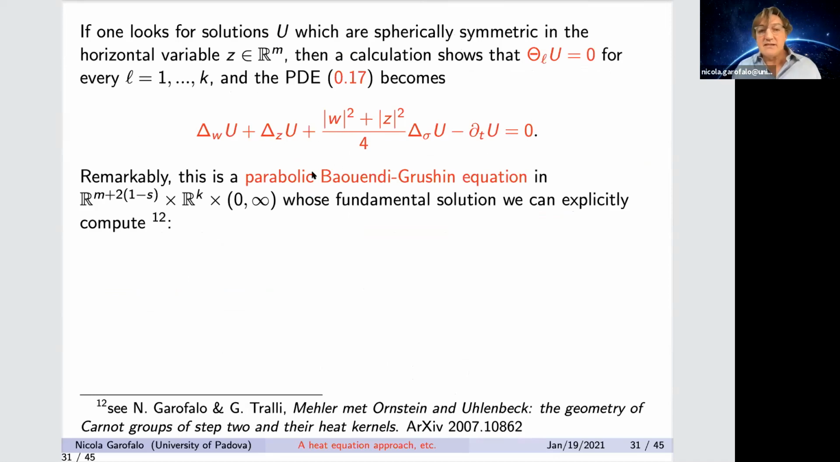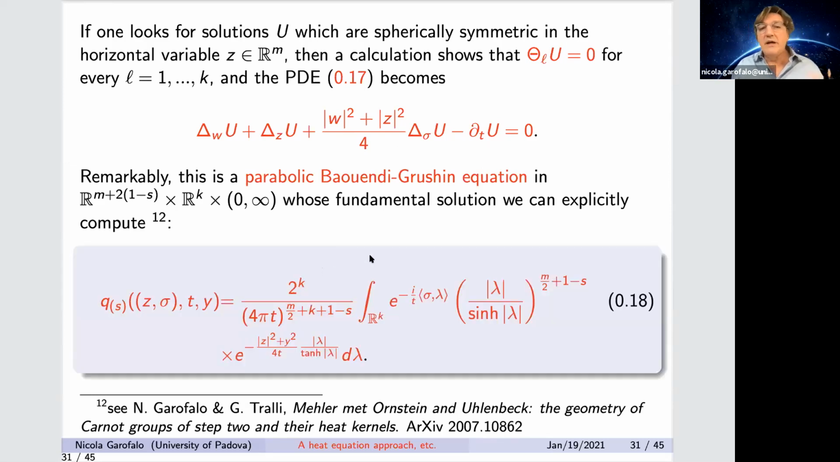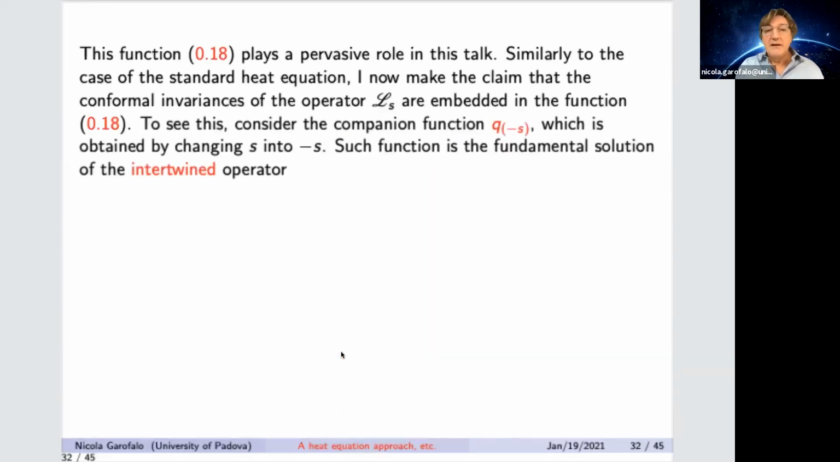Once you see this, this is a parabolic Baouendi-Grushin equation. If ∂_t was not there, this would be the operator of Baouendi in his thesis under Malgrange in 1968. And we computed explicitly, in this paper written at the bottom here as a footnote, the fundamental solution, and it's given by this function here.